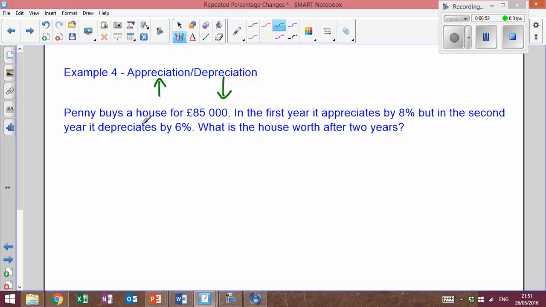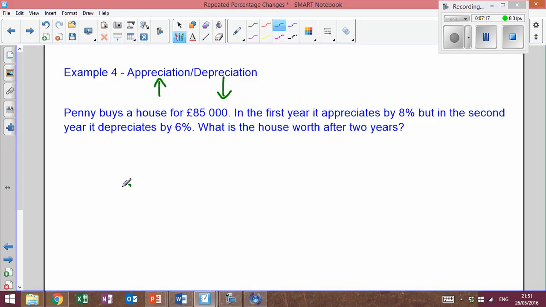So here we've got Penny buying a house for £85,000. In the first year it appreciates by 8%, but in the second year it depreciates by 6%. What is the house worth after 2 years? Okay, so we've got a repeated percentage change again. It's not dealing with compound interest, which is interest compounding over a number of years. It's dealing with 2 changes in subsequent years.